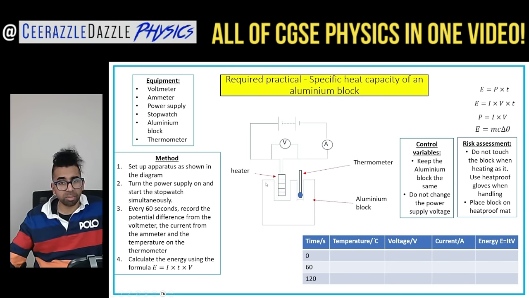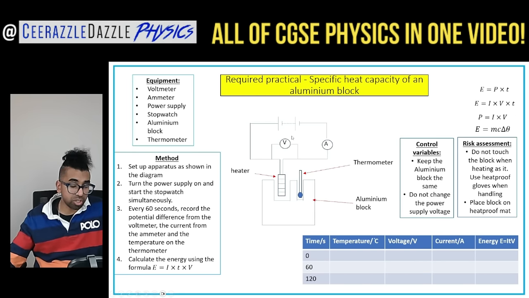Risk assessment: obviously the block starts to heat up. Do not touch the block when you're heating it up. Use heatproof gloves when handling the block. And maybe you place the block on a heatproof mat. The control variables: keep the aluminium block the same. Do not change the power supply voltage as well. So you obviously do not change the block or the power supply voltage throughout the whole experiment.